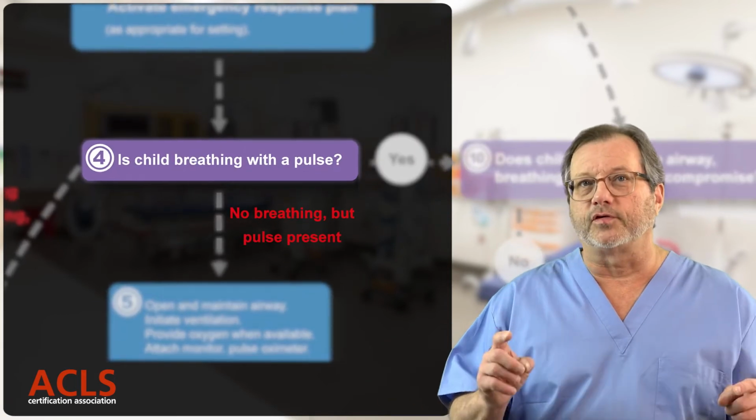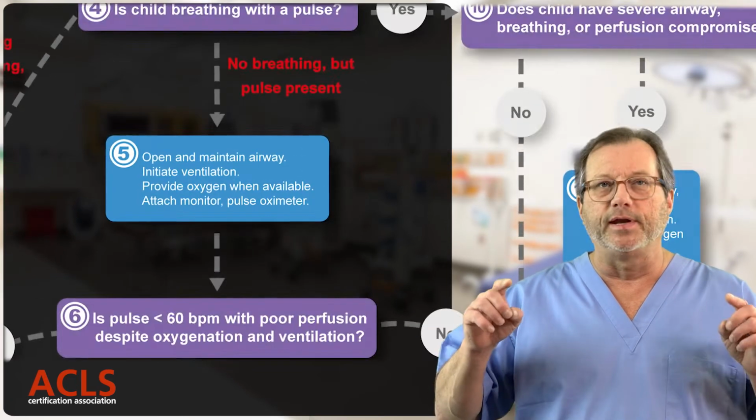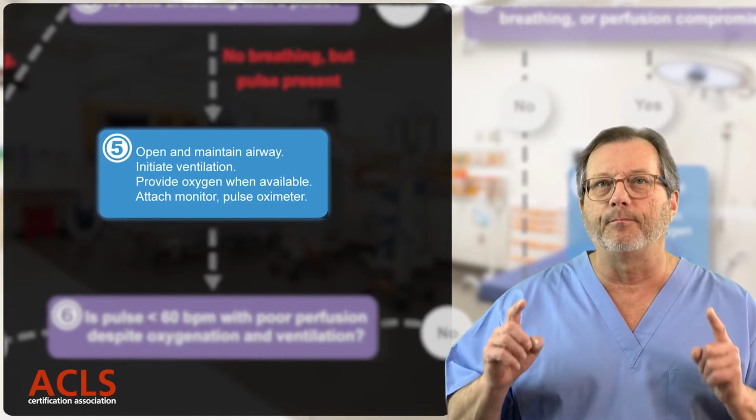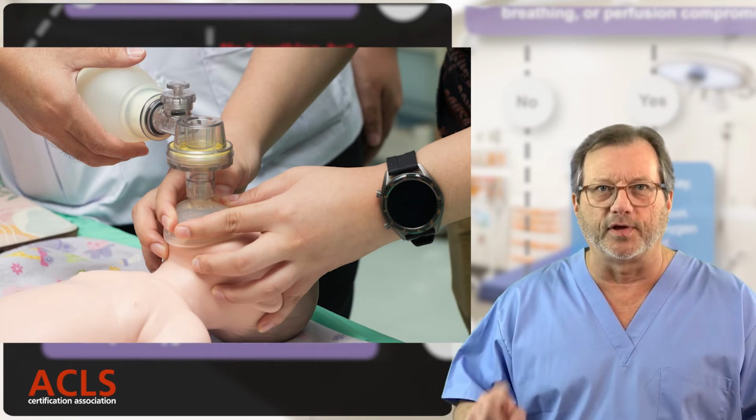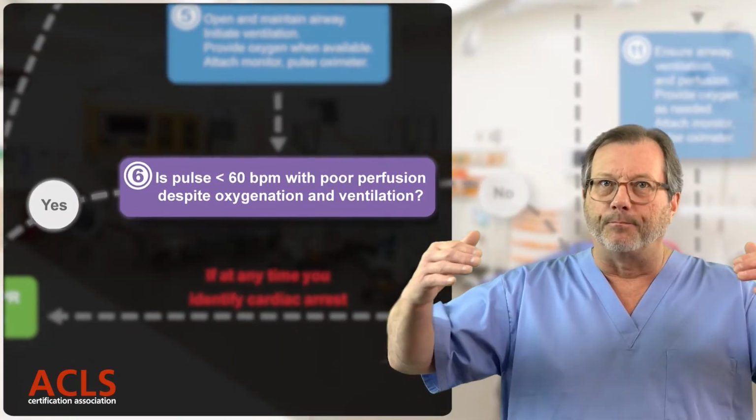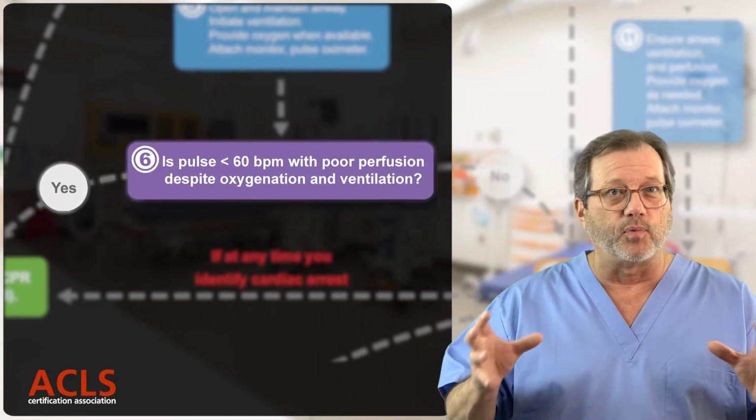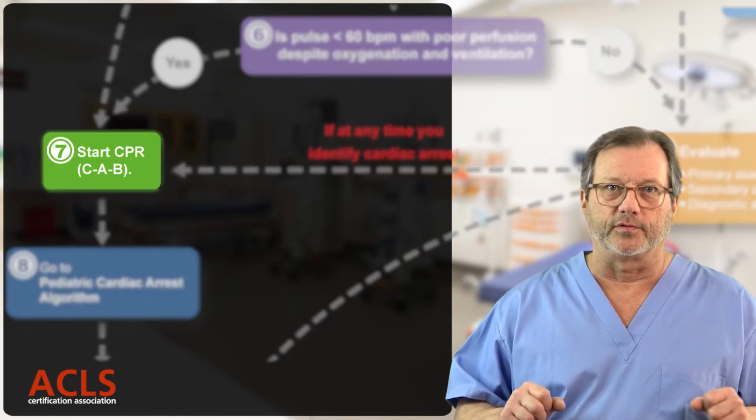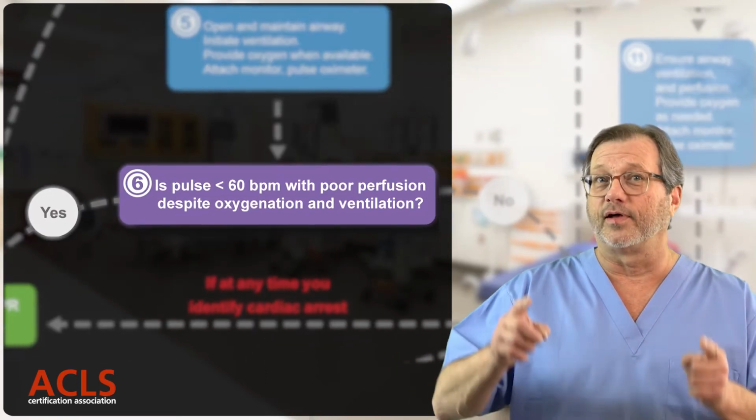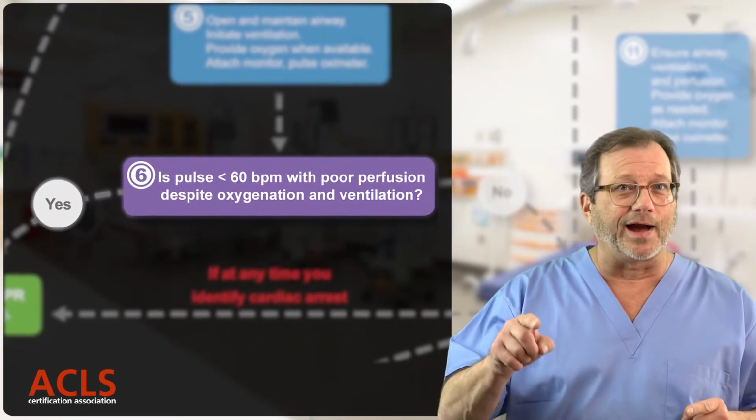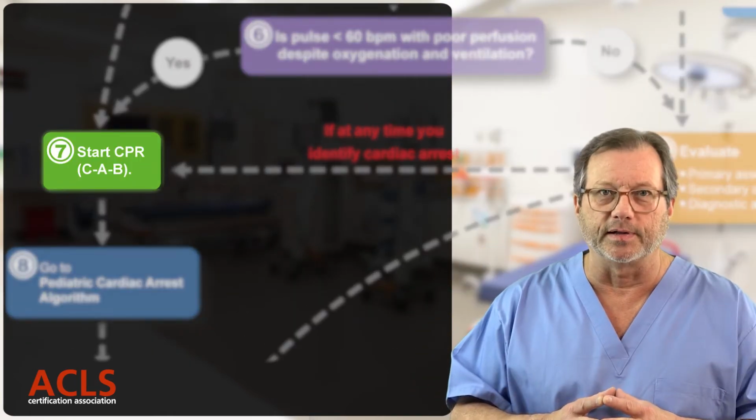Now, if it's determined that the child has a pulse, some kind of pulse, but they're not breathing adequately, we're immediately going to open that airway and begin to bag valve mask that kid. Start to support their ventilations, and then assess what pulse they have. Any pulse below 60, despite oxygenation and ventilation, they have poor perfusion, begin chest compressions, because that pulse is not enough to perfuse the body. Again, a pulse less than 60, despite oxygenation and ventilation, and this kid looks like crap, begin chest compressions immediately.